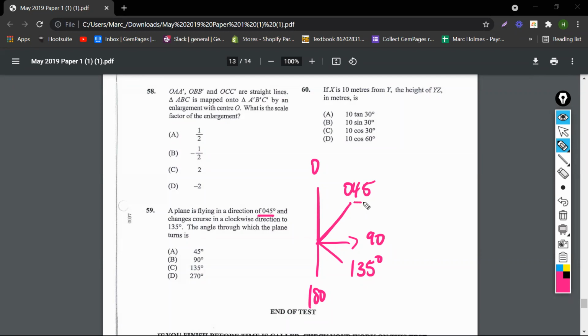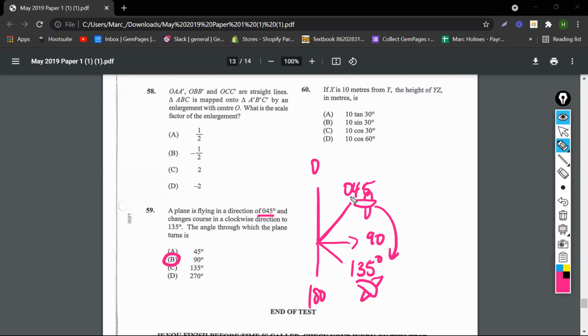So the plane is right here. Well, let me draw a better looking plane still. This is the plane. And the plane turns to 135 degrees going in this direction instead. Cool. So for the plane to turn like that, the angle through which the plane turns, I definitely think it's 90 degrees. So the answer for 59 is B, because that's all it could have turned.